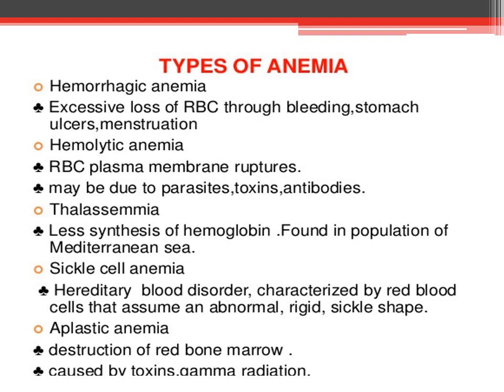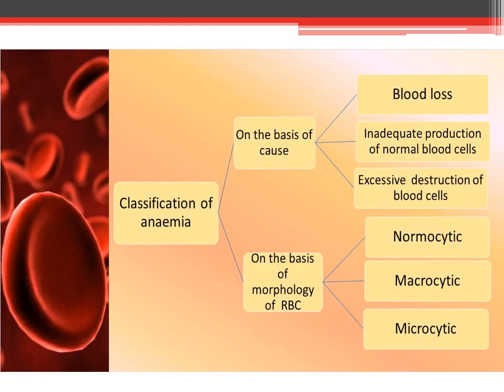What happens here is there is a destruction of the red bone marrow, and this causes the lack of formation of these blood cells. This sort of anemia is called aplastic anemia. Now, there is some classification of anemia.